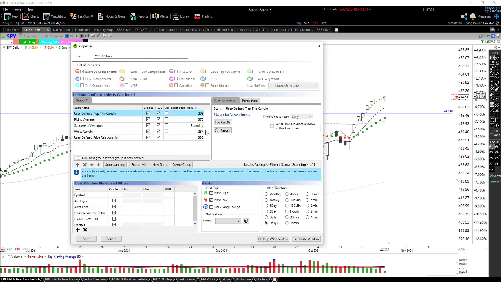Another thing, let me just click Stop Scanning here for a second. Another thing you can do, if you want multiple scans, hold the Control key down, and S&P is already checked. You can check the Russell 1000, the NASDAQ, CBOE, the Qs if you want. And now all those are done. So all you have to do is just click one of those boxes.